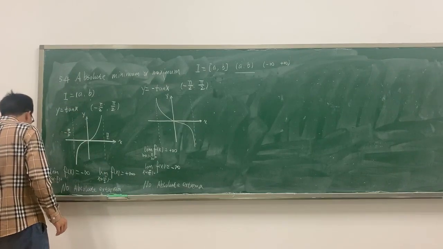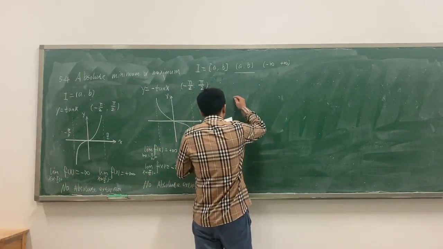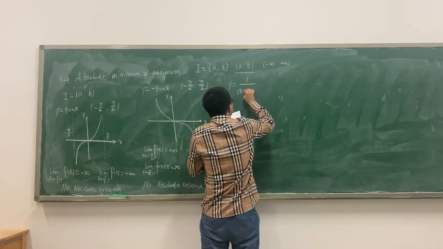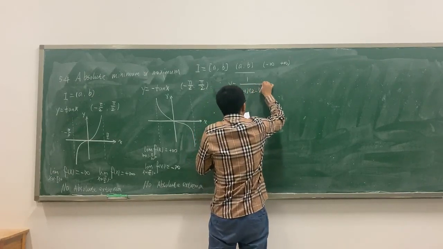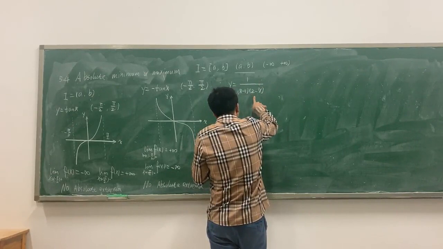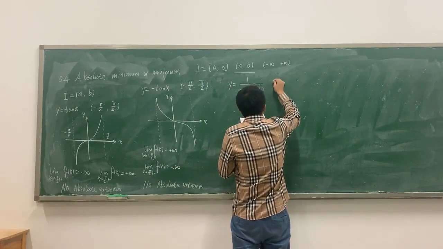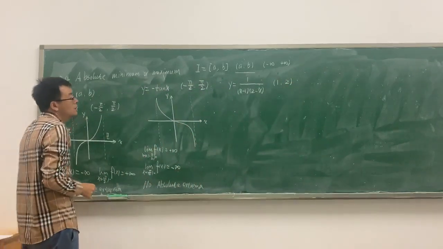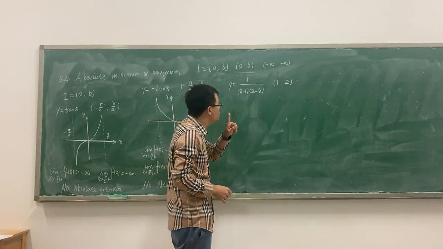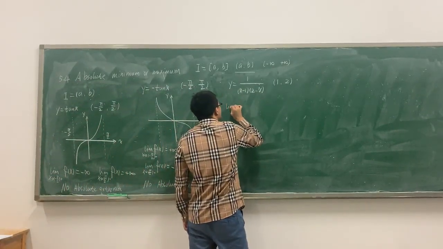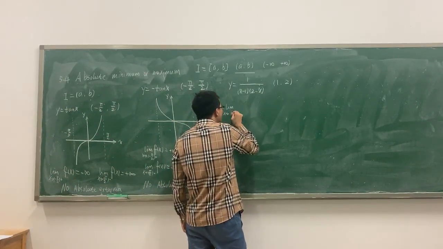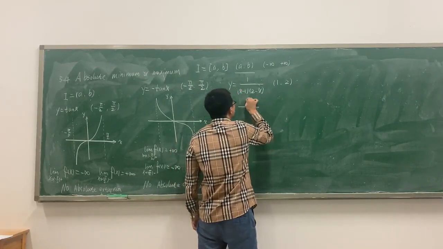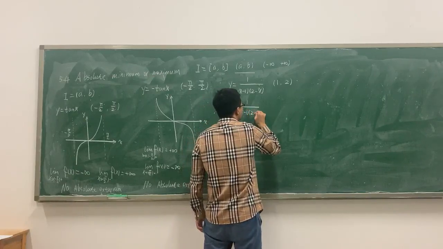So now for the next example, we consider y equal to 1 by (x minus 1) times (2 minus x), for this function in the interval 1 to 2. Now let's see the limit when x approaches 1 from the right. This function approaches what? (x minus 1) times (2 minus x).